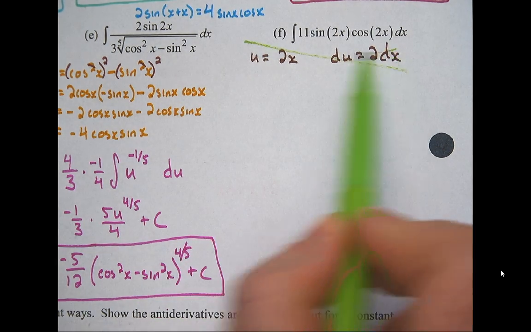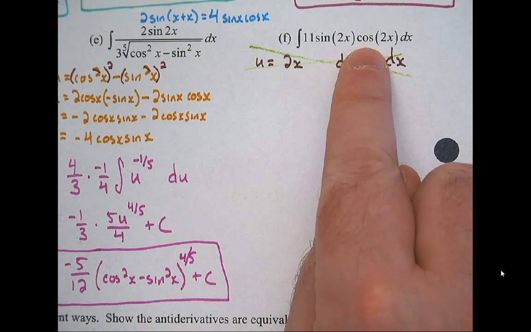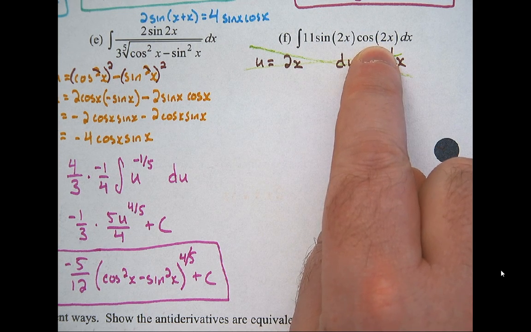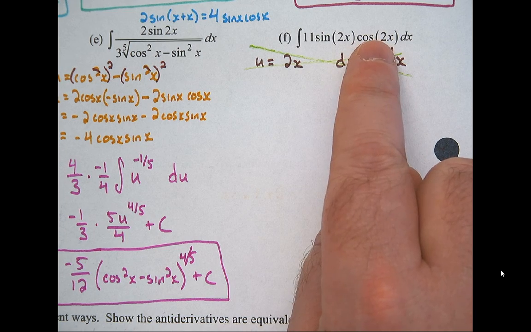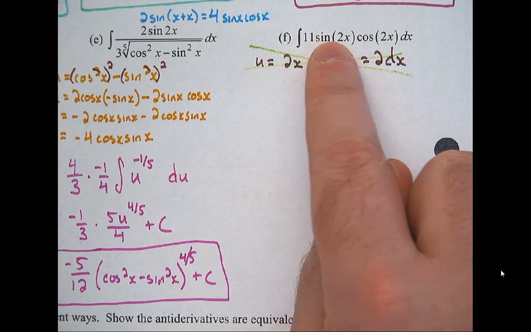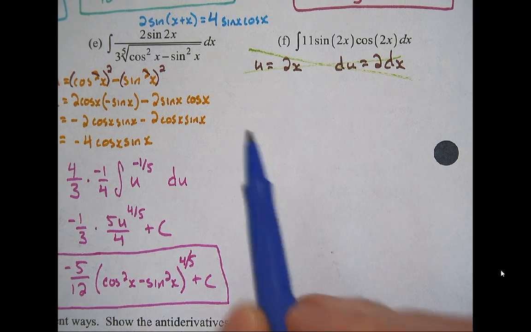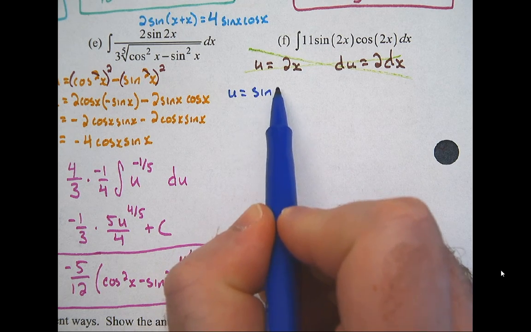Sometimes you pick a u and a du and it doesn't work out and you got to go pick something else. So let's try something else. Well, I noticed that cosine's derivative is sine, but I also noticed that sine's derivative is cosine. So if I pick this to be u, this could roll into my du. If I pick this to be u, this could roll into my du. And I'm going to show you that it turns out to be correct either way. So the answers don't look the same, but you could pick either one to be your u. So I'm going to pick my u to be sine of 2x.